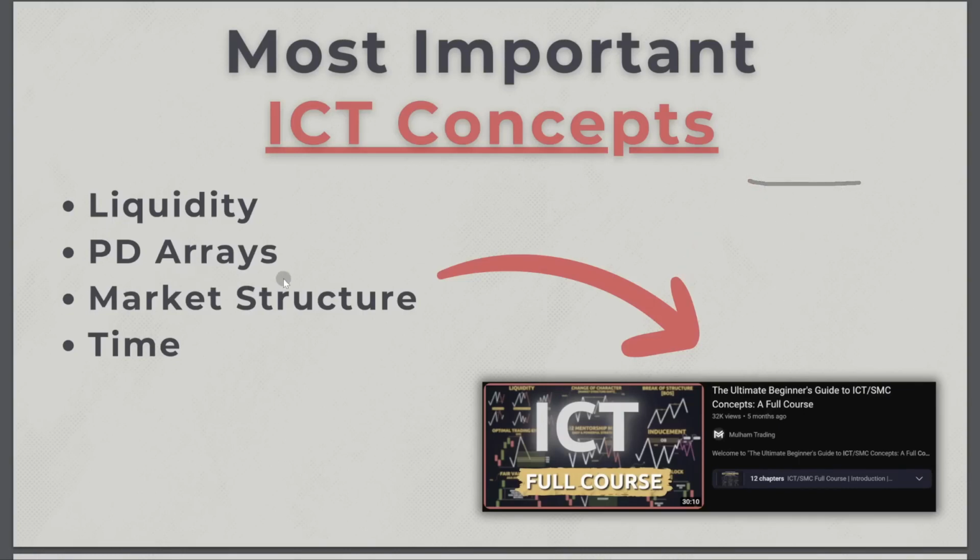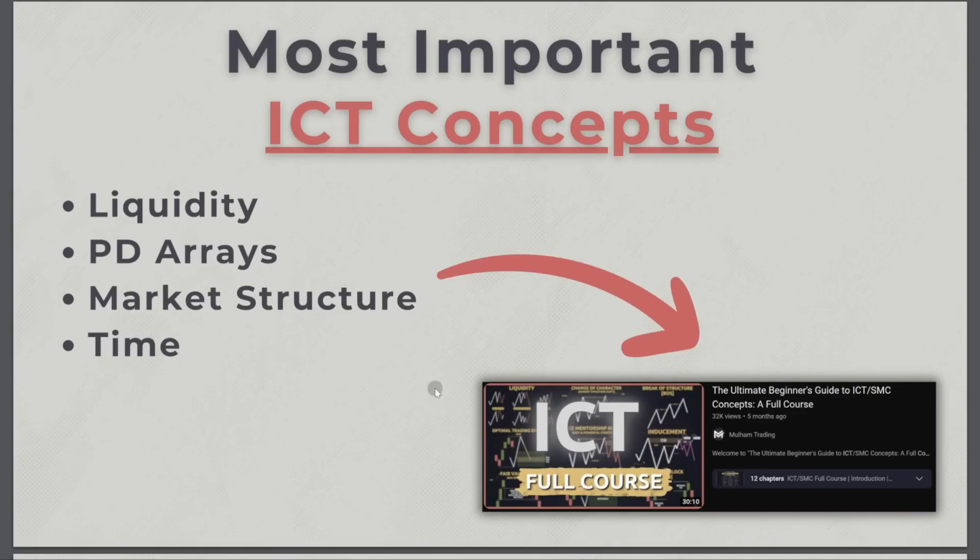And then PD arrays, which is the second most important ICT concept. But even PD arrays, when looking at the lower time frame, it's going to be a liquidity at the end. ICT put it in a way that you don't see it on the same time frame. So PD arrays, again, are nothing but liquidity on the lower time frame. So a fair value gap, for example, if you switch to a lower time frame, and I've talked about this before, it's nothing but what? A liquidity.